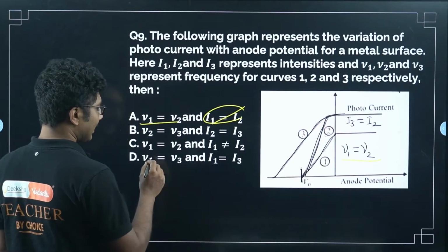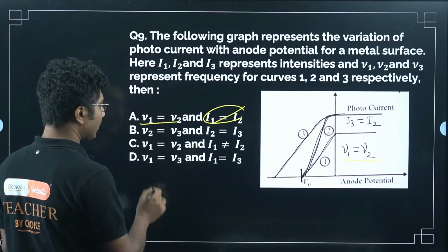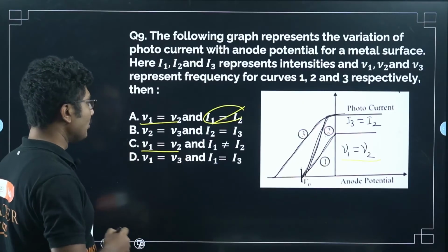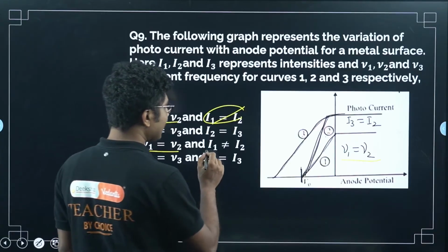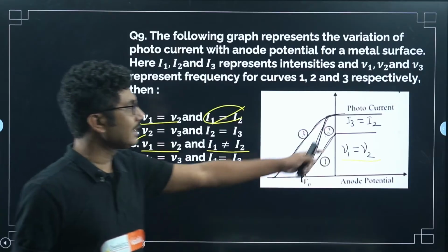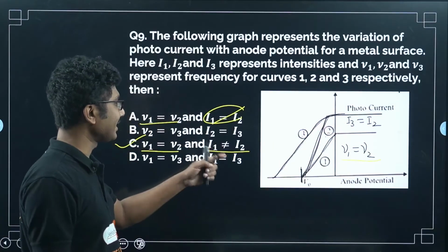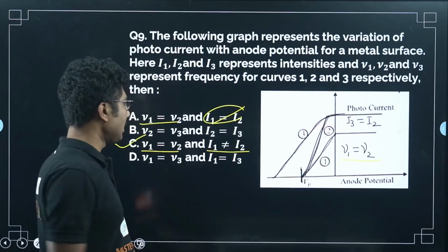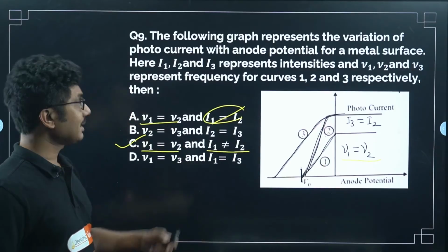And what else? They have given one more nu1 is equal to nu2, that is option C. So nu1 is equal to nu2 and I1 is not equal to I2, right? So this should be the correct answer. They have not given I3 is equal to I2 here, but they have said that I1 and I2 are not equal. So this should be the correct answer in this case.